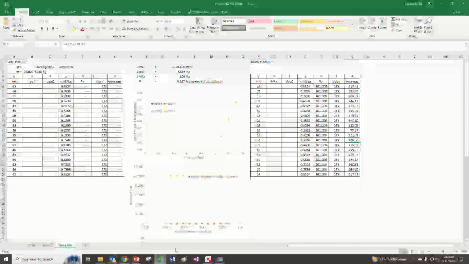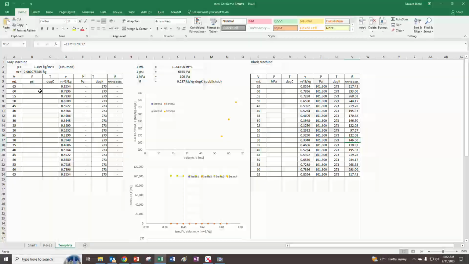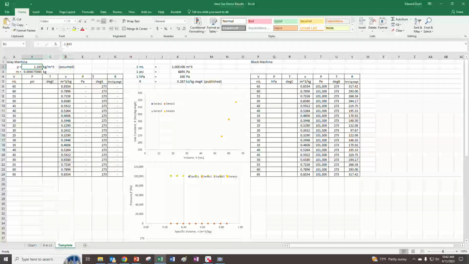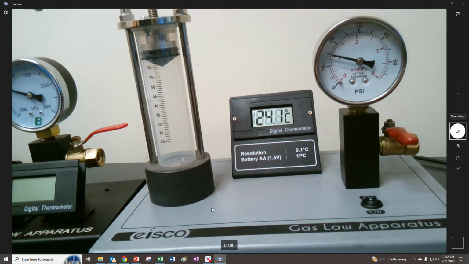So here is the Excel sheet that I used when I recorded the data myself. I should probably show you how I did this, but that would make the video much longer. I started out with an assumed density. And then you go, here's the mass right here, right? I'm starting out with 65 milliliters. So that's the total mass I'm saying is inside this cylinder right now.